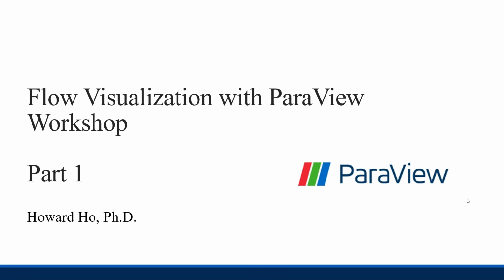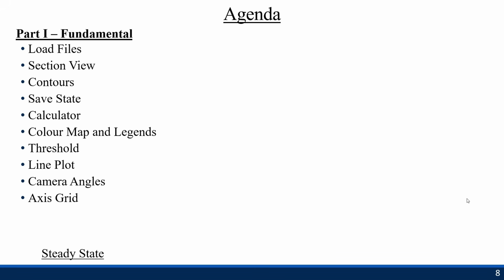So, just quickly to go through the agenda, what we're going to cover in part one before we launch ParaView. Again, this is going to be very fundamental, assuming you have near zero experience using ParaView. We're primarily working with steady state results today, so there's only one time step. This is quite common with RANS results, although the example we're using today is actually an LES result, but it's only one time step.